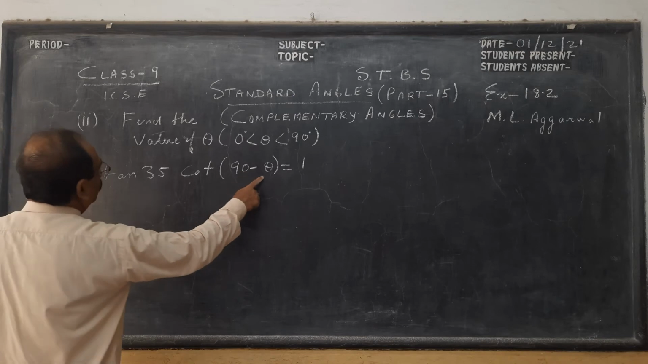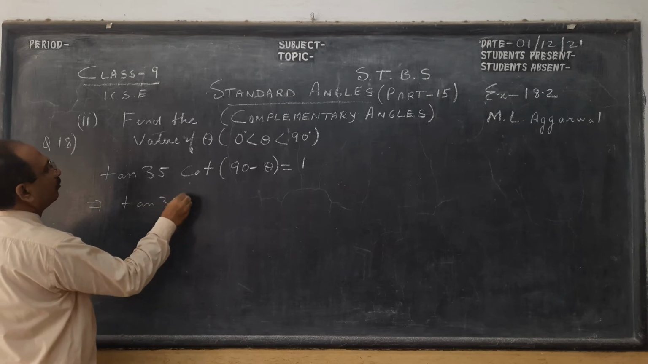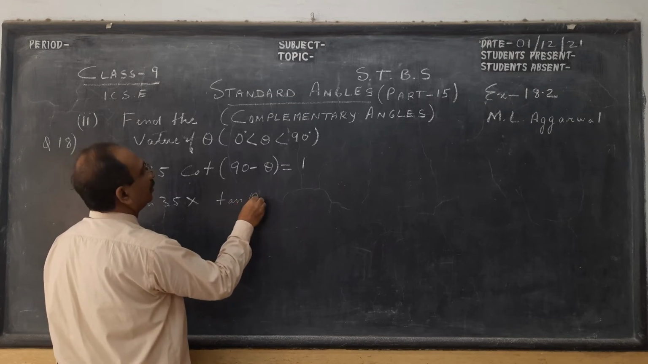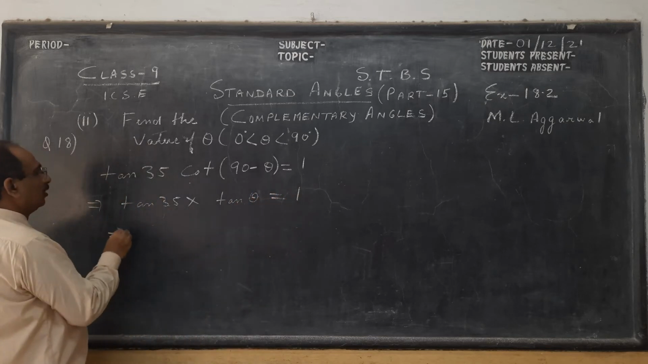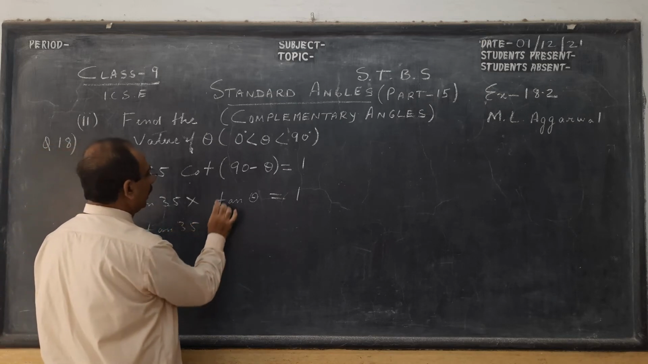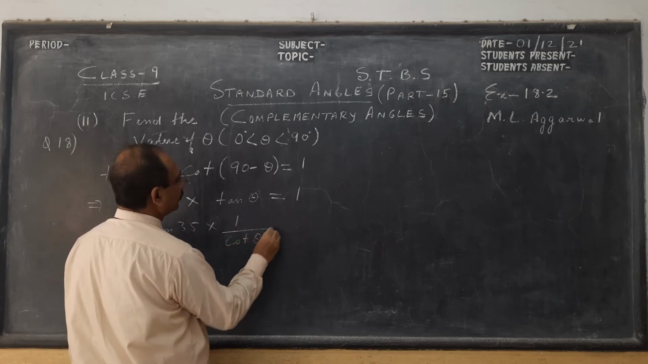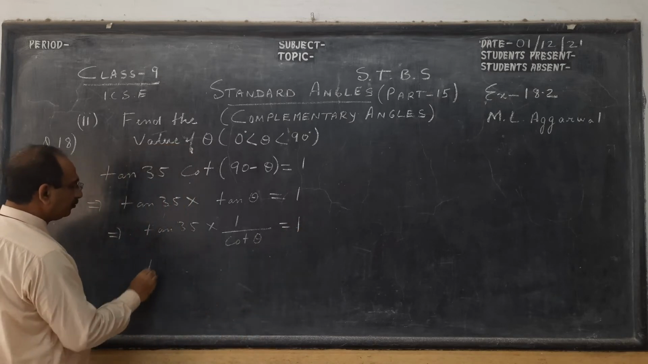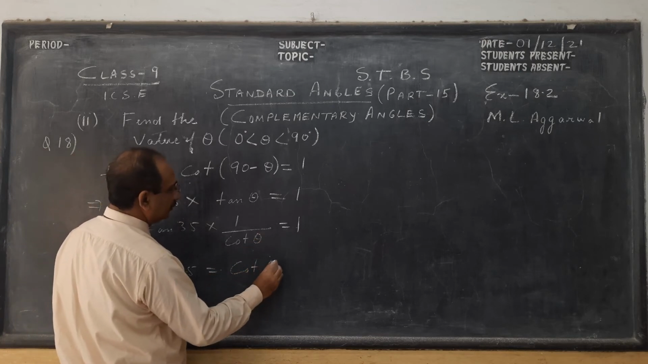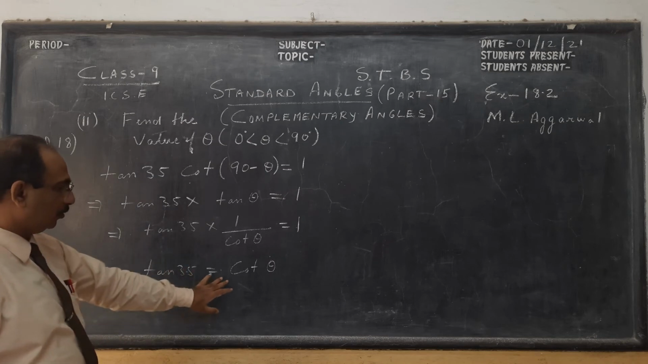So here we have to, not prove, but find this theta. So tan 35 will remain tan 35. Cot 90 minus theta is tan theta is 1. Now tan 35, this tan I can write as 1 by cot theta. Then tan 35, this cot theta goes to that side. Now there are two ways of doing it, either convert tan to cot or cot to tan. So see how we do it here.